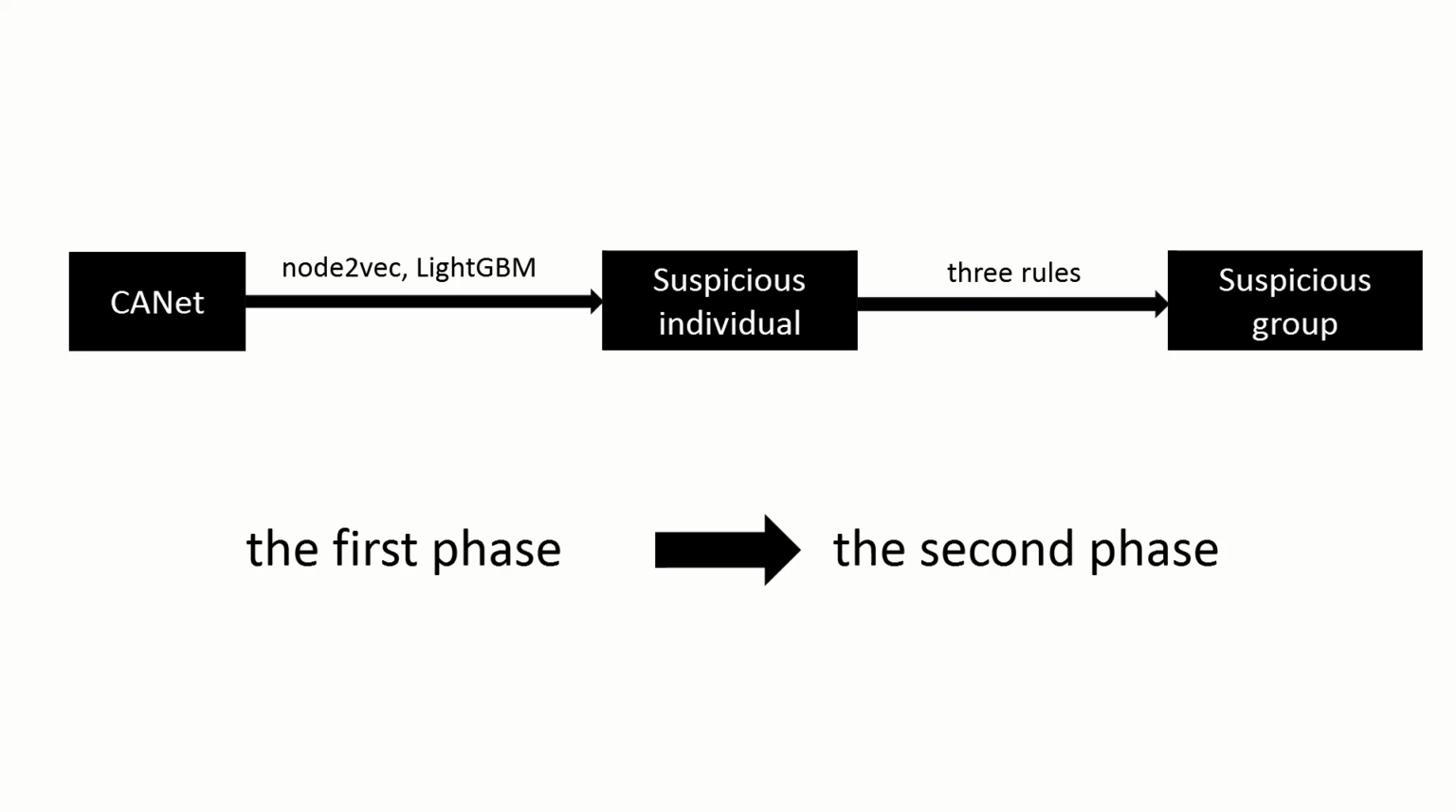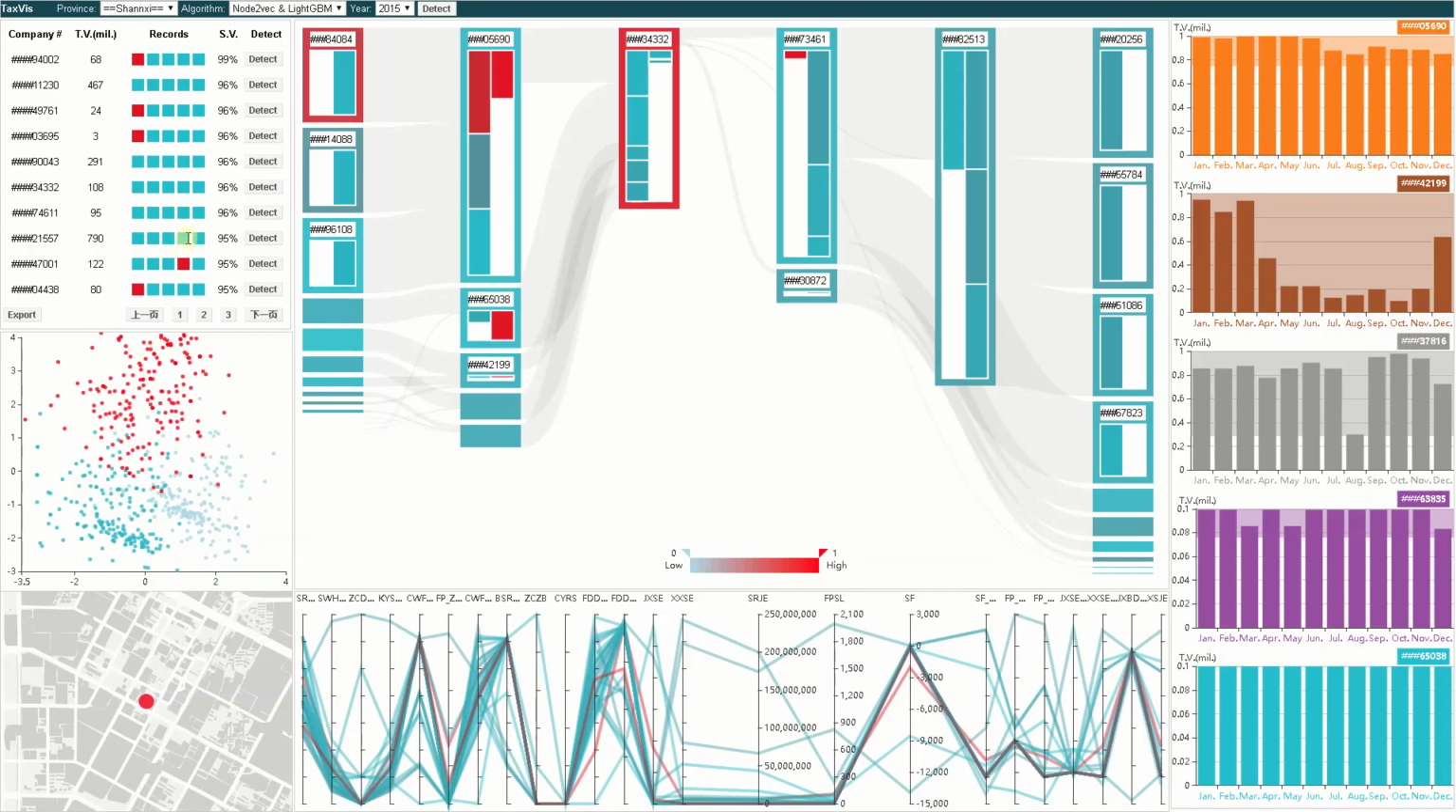In this system, we first see this figure, which shows the results of suspicious individual detection. Each row of the result table represents a corporation. The detailed information includes the number of the enterprise, the transaction volume of the enterprise in the past year, the suspicious score of the enterprise, and the tax evasion records in the past 5 years.